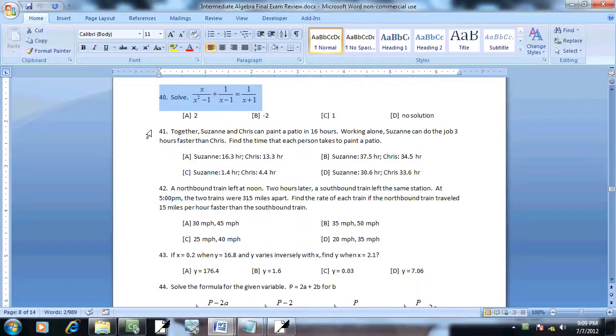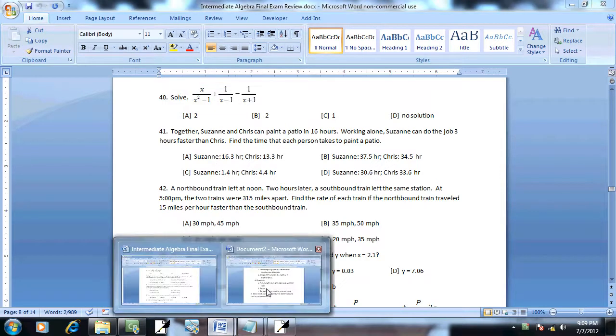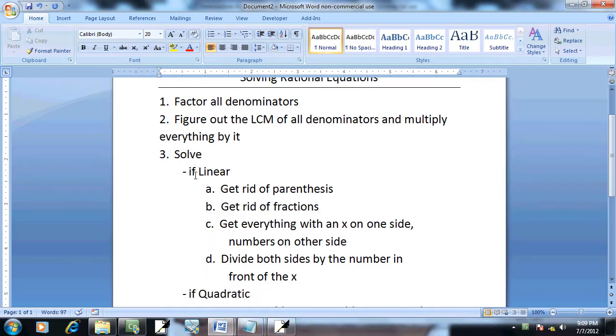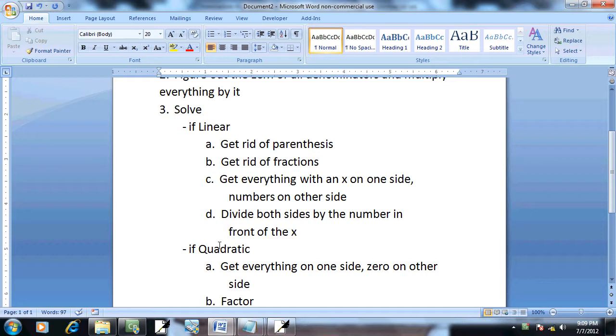Let's take a look at problem number 40. And this is a rational equation, so let's refresh our memory on those steps. Step 1, factor all your denominators. Step 2, figure out the LCM of all your denominators, multiply everything by it. Step 3, then solve it. Your fractions are gone at that point, and you either have a linear equation or quadratic.